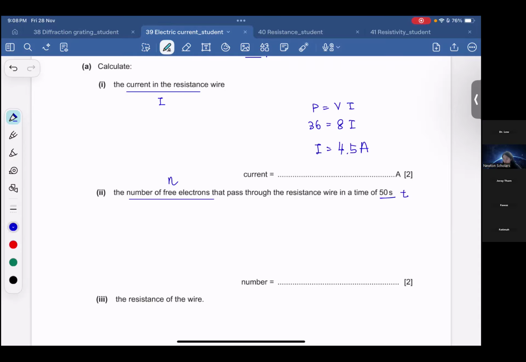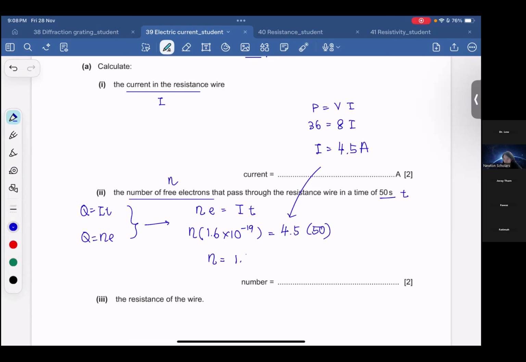Yes, Vashini, very good. Okay, NE equals I times T. Q equals IT, Q equals NE. I just combine these two. So N times E, 1.6 times 10 to the power of negative 19, equals 4.5, which we calculated just now, times the time, 50 seconds. No need to do conversion because it's already in seconds. So your answer should be 1.41 times 10 to the power of 21. Number has no unit. No unit. Okay? Is that clear?